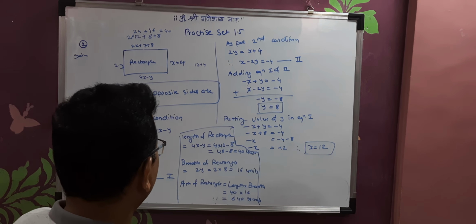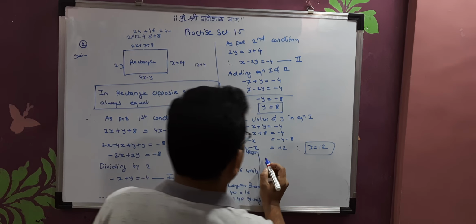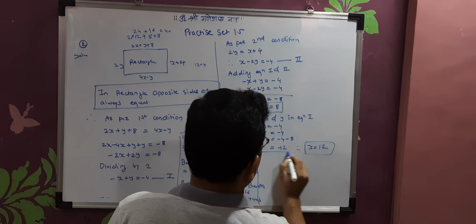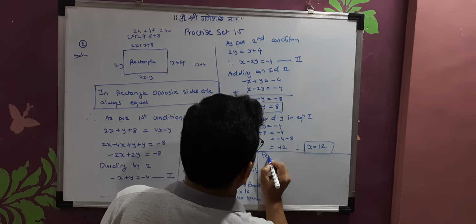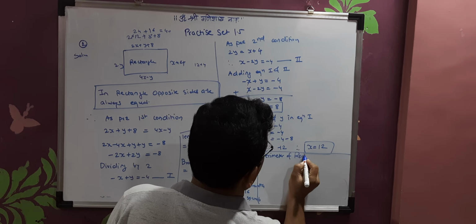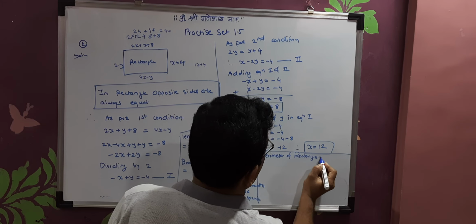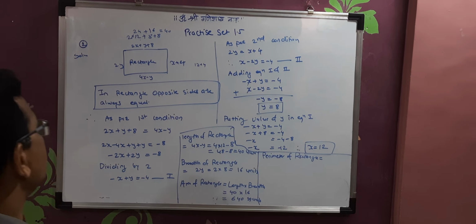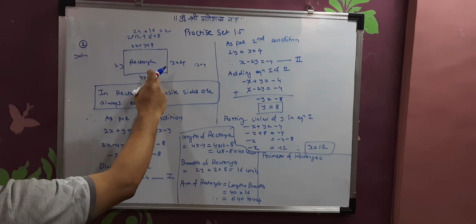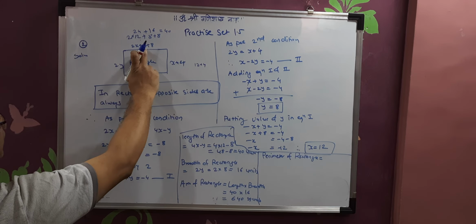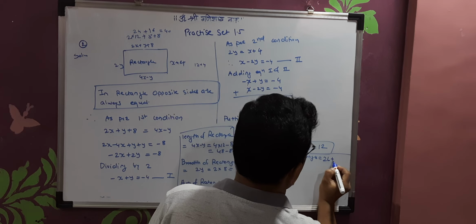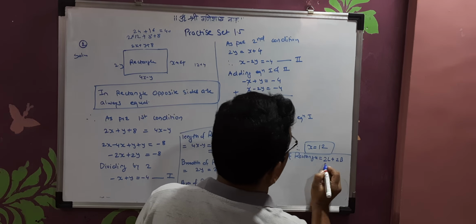Now we have calculated the area of the rectangle. You have to calculate the perimeter. So perimeter of a rectangle is the sum of all the sides. That is, this plus this plus this plus this, means 2 length plus 2 breadth. So we can write down simply 2L plus 2B.